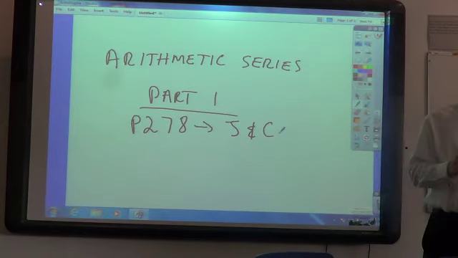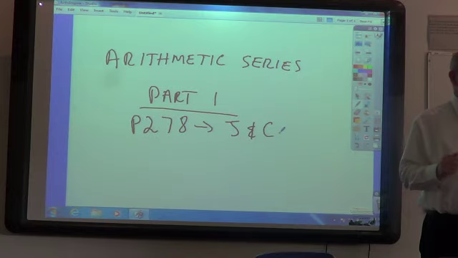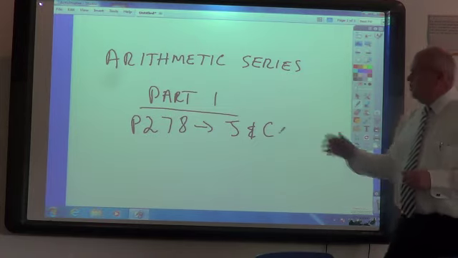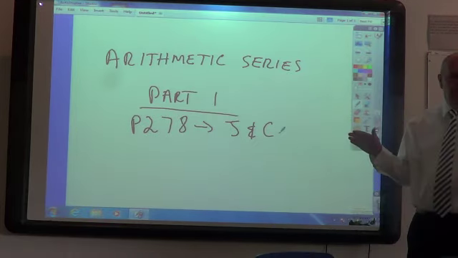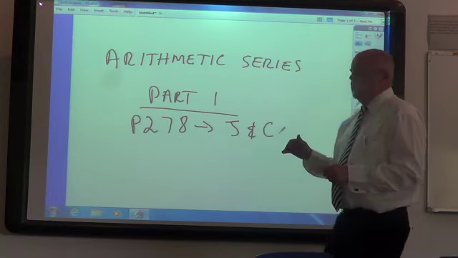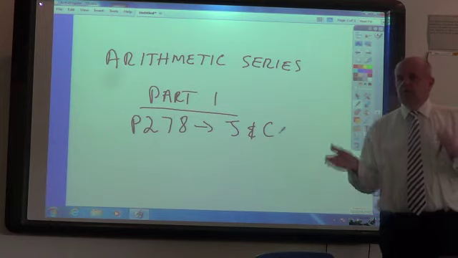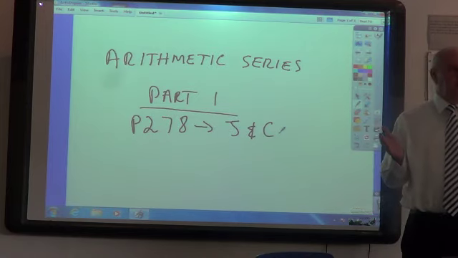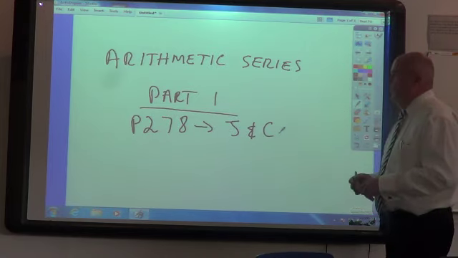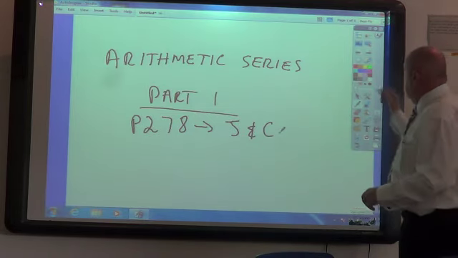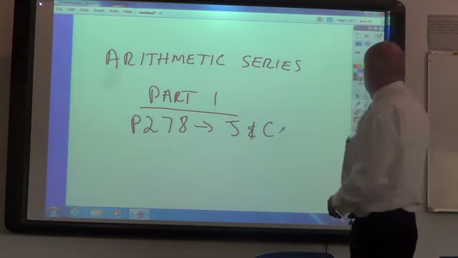A sequence is just a number followed by a comma, and it keeps going. A series is adding or subtracting. Very good. A sequence is a string of numbers that follow some pattern, each number separated by a comma, but a series is an adding and subtracting operation. So we're adding or subtracting a whole string of numbers together. That's what we are talking about with series.